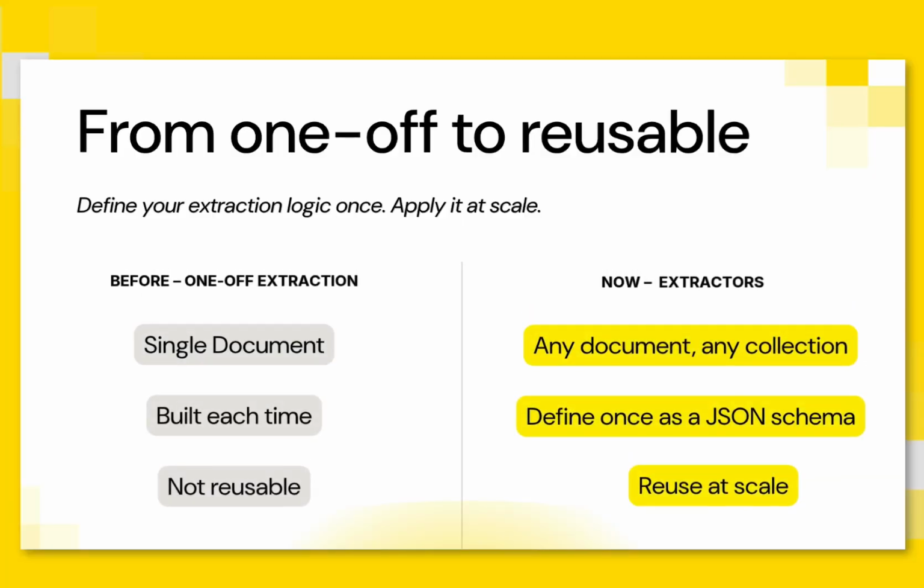In a previous example, we focused on extracting specific metrics from a single document. Here, we take a step back and look at extractors as reusable components you can apply across multiple documents and use cases. Instead of building extraction logic each time, you define it once as a JSON schema and reuse it at scale on any collection.